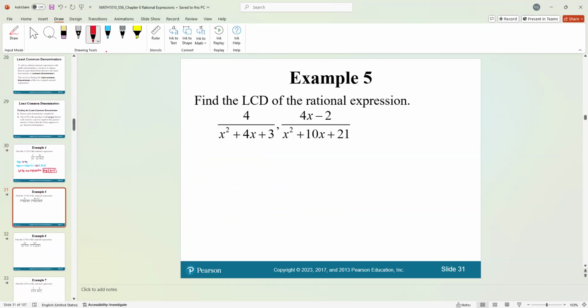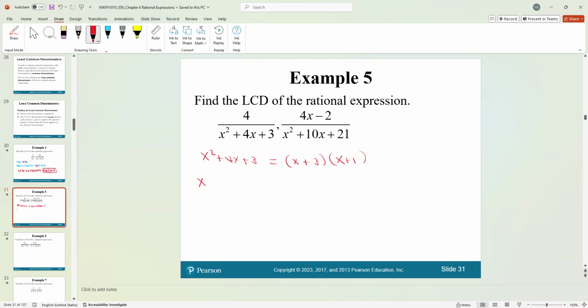Now, anytime you have something that is more complicated, like having trinomials, the first thing is to factor. If you have x squared plus 4x plus 3, please find two numbers that when you multiply give you positive 3, and when you add give you 4. It is x plus 3, x plus 1. 1 times 3 is 3, 3 plus 1 is 4.